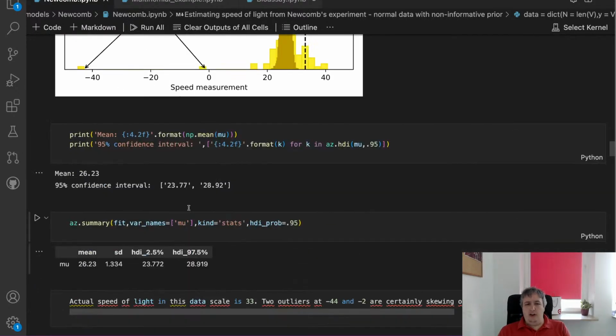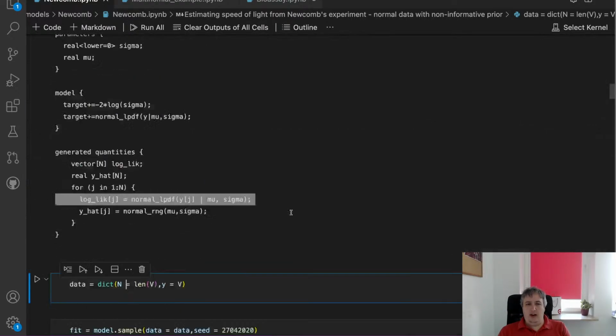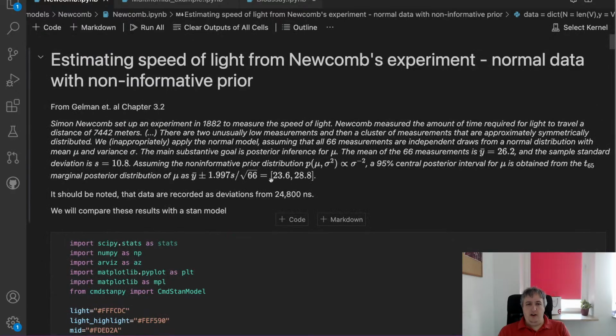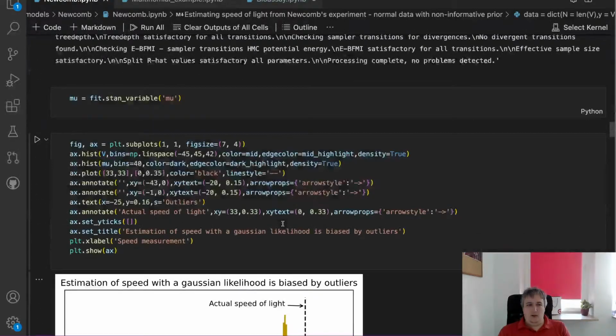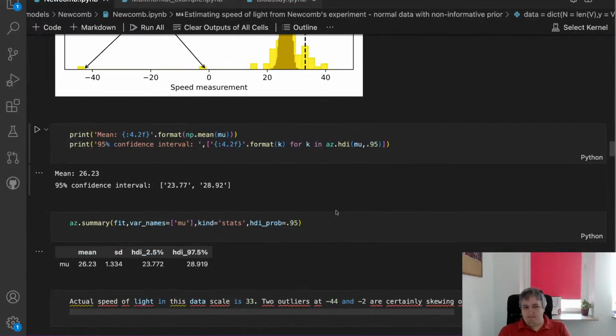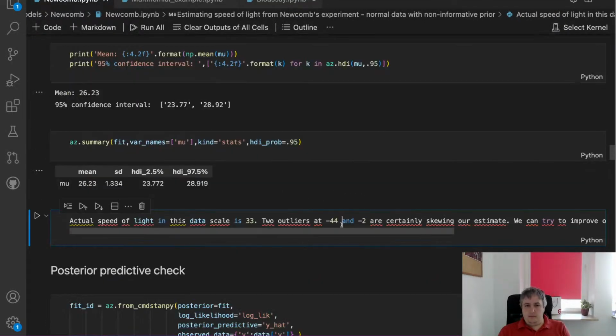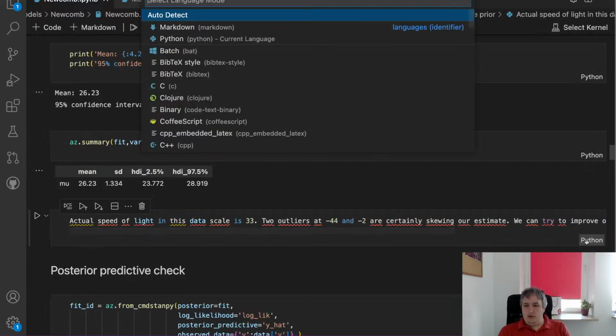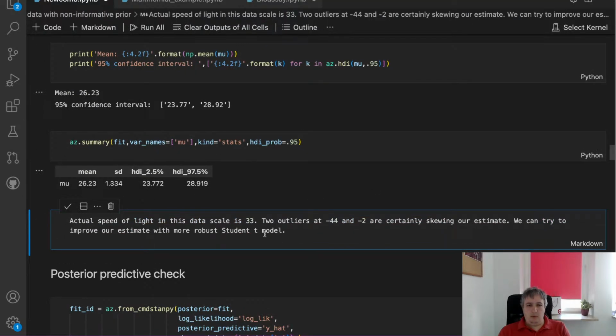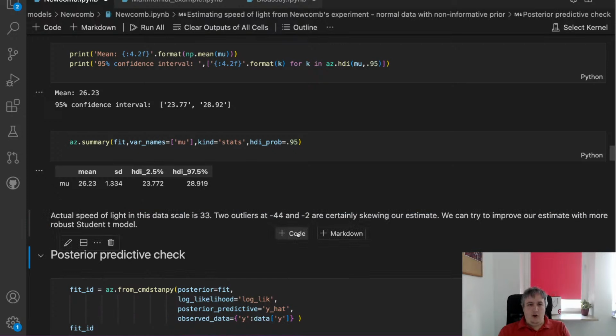So we are, of course, getting results that are consistent with the analytical results that we had here, up to like the second decimal place. Well, I'm not sure why it's Python. This should be Markdown, so it will look better. Okay. So generally, our two outliers are skewing our estimate, and we want to use it differently.